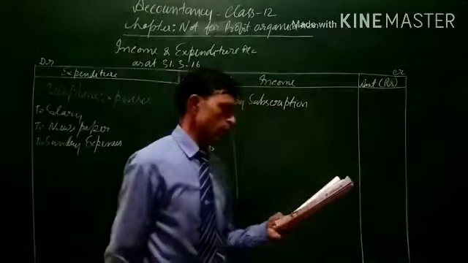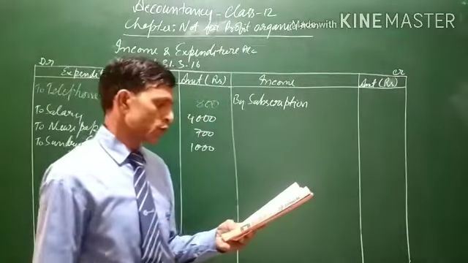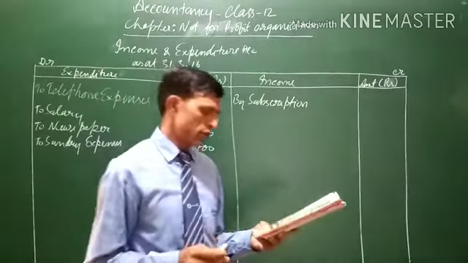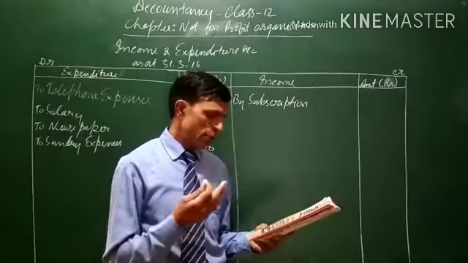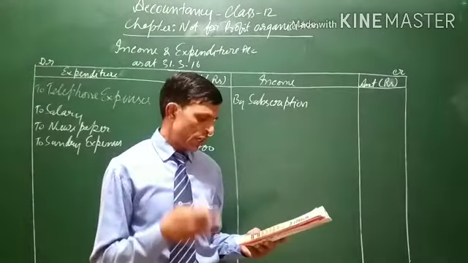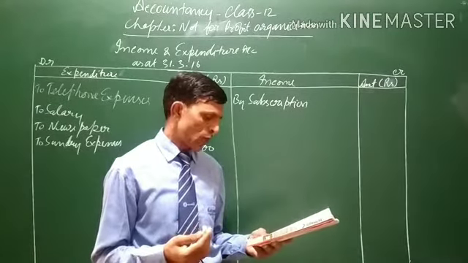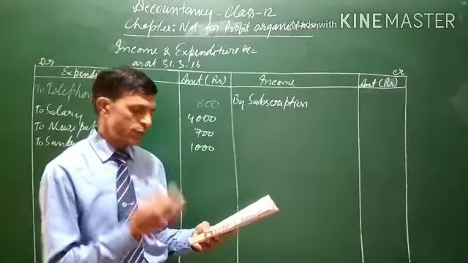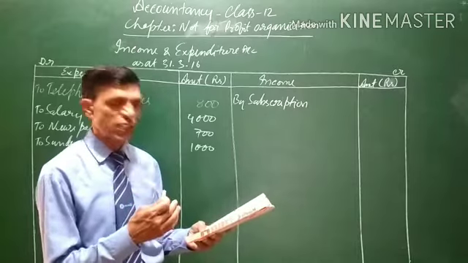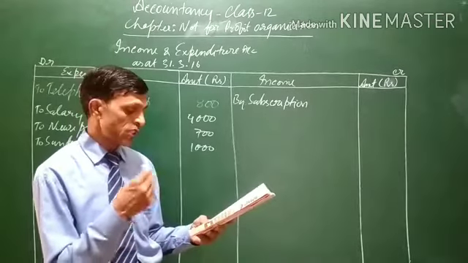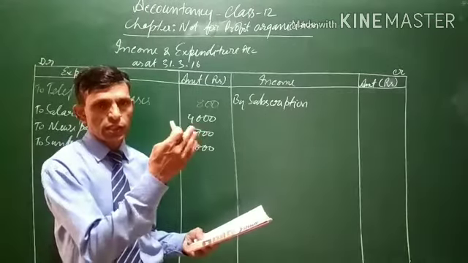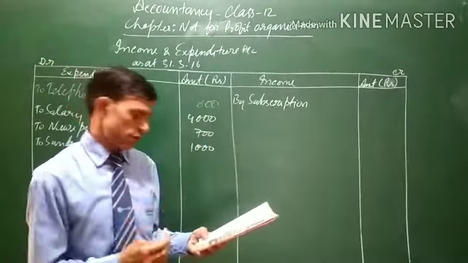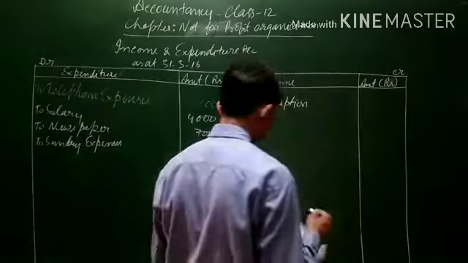By subscription. The amount of subscription mentioned is for 2015-16, that is 22,000. And in the previous year balance sheet also, some advance subscription is mentioned. This subscription in the previous year balance sheet means it was actually received for the current year, because it was given as an advance in the previous year. It means this belongs to the current year. So we will be adding this advance subscription also.